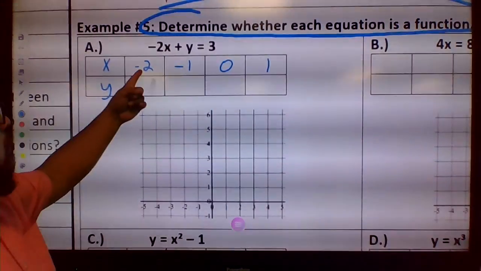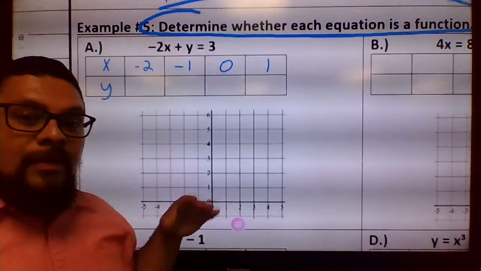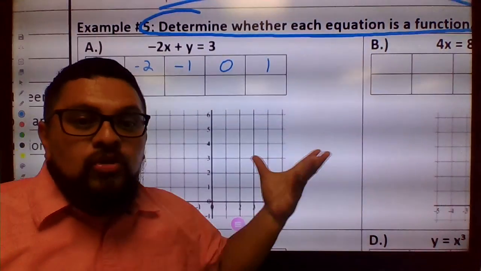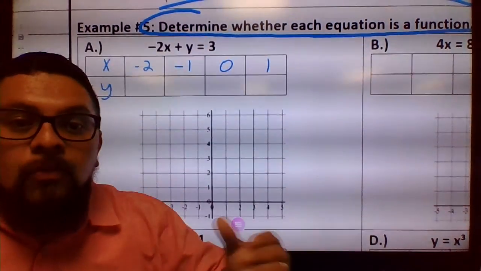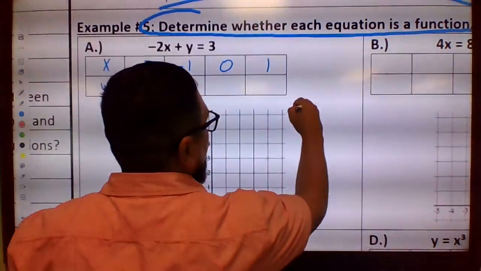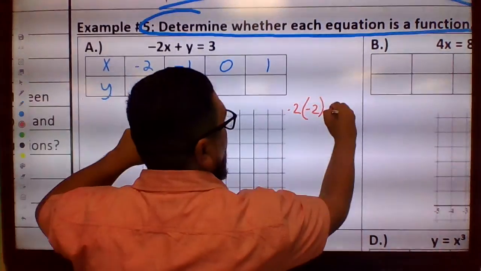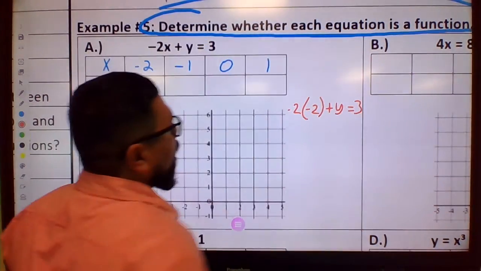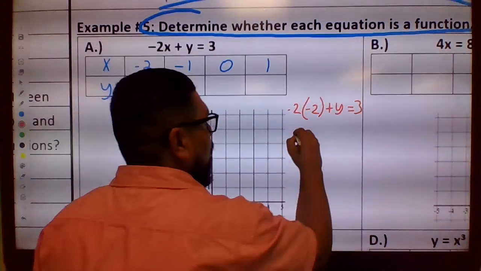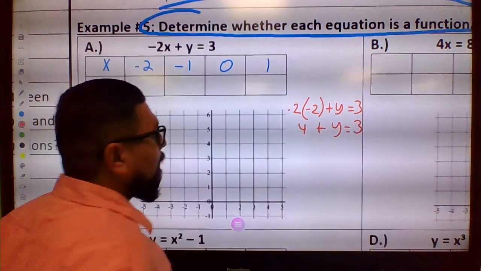Now, if you like mental math, you'll be able to do this. If you don't like mental math, then you're going to do it the way I'm used to doing it, which is showing work. Some stuff you'll show your work, some stuff you won't. So here we go. X is -2. So -2 times X, which is -2, plus Y equals 3. Here -2 times -2 is a positive, so it says 4 plus Y equals 3.